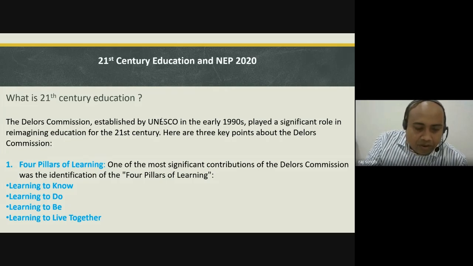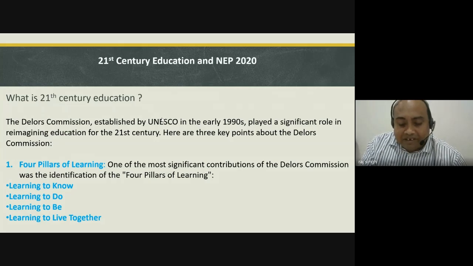And the next one is learning to be. This pillar emphasizes personal development, self-awareness, emotional intelligence. It's about ensuring education contributes to the all around development of each individual: mind, body, intelligence, sensitivity, aesthetic appreciation, and spirituality. In the context of the 21st century, with the increasing stress, mental health challenges, and the search for purpose, this pillar represents the holistic development of individuals, ensuring they are well-rounded, balanced, and equipped to handle personal challenges.